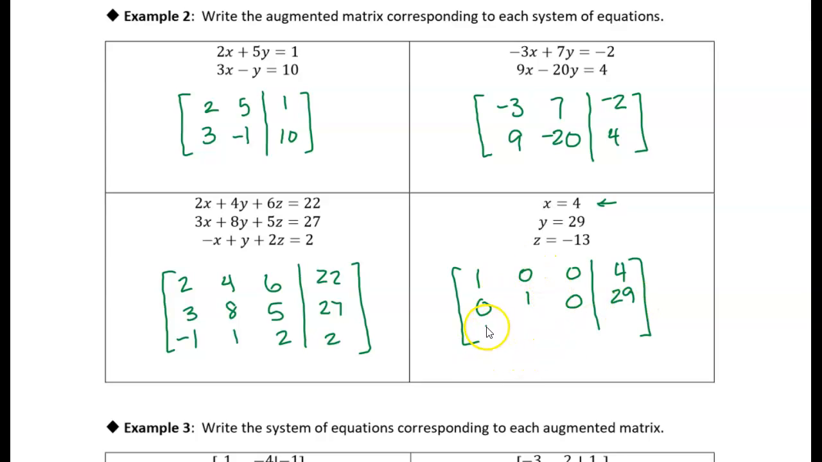And the last equation, I don't have an x, I don't have a y, so it's the same as 0 times x plus 0 times y plus 1z, right? So it's just going to be a coefficient of 1. And then the number on the right-hand side of the equal sign is a negative 13. Okay, so that is the augmented matrix corresponding to that last system of equations. All right, so that's all for that. Now, in the next example, we're just going to do the opposite. We're going to take augmented matrices and turn them into systems of equations.